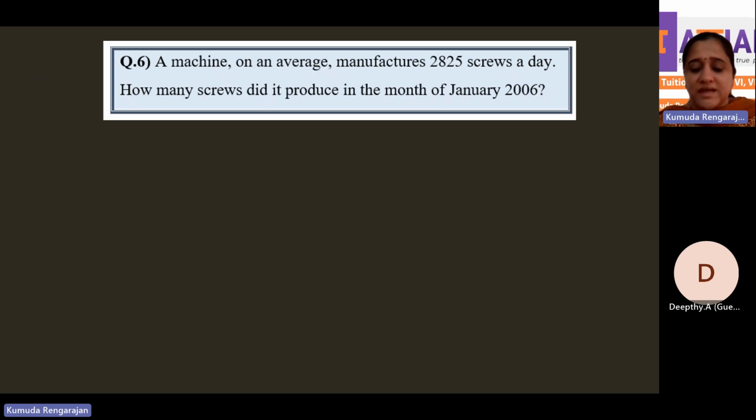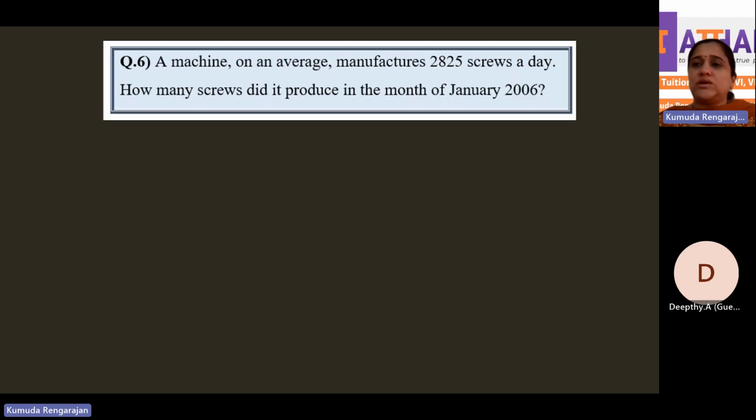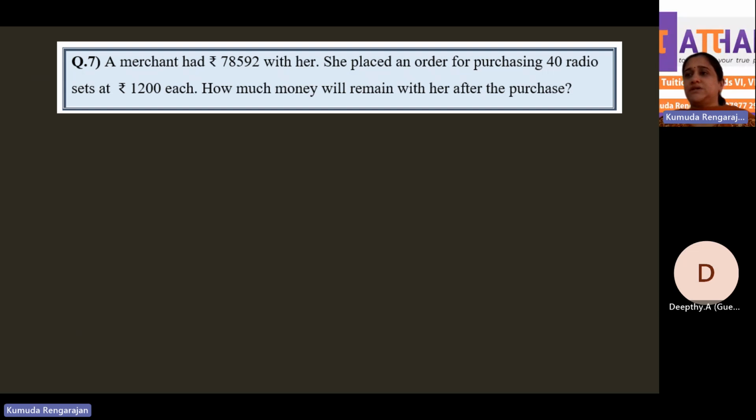Okay, I'll put the answer here. It's not here. You don't see the answer here, actually. I'll put it up there. When I upload it in the portal, the answer will be there. How will the statements look? Number of screws manufactured in one day. Then number of screws produced or manufactured in 31 days. Multiplication and the answer. So when I upload it in the portal, the answer will be here. All right? And we all know it is multiplication.